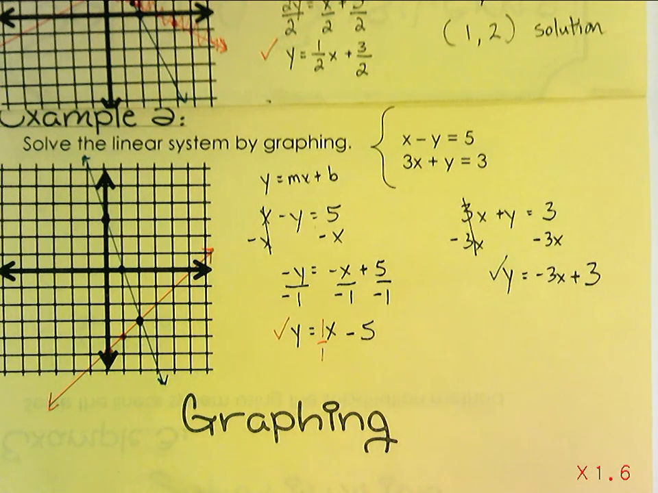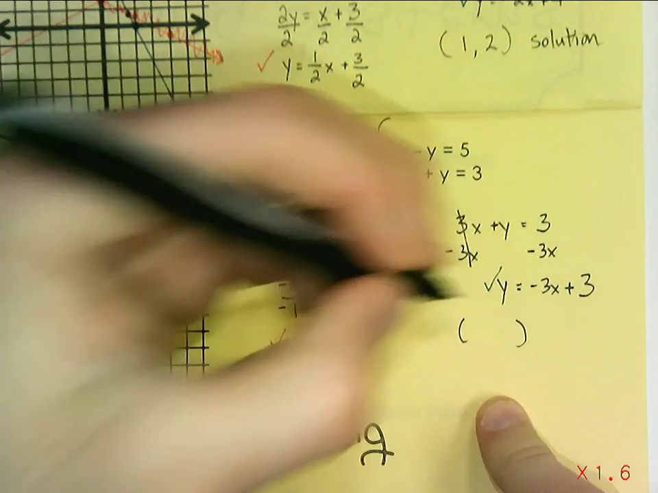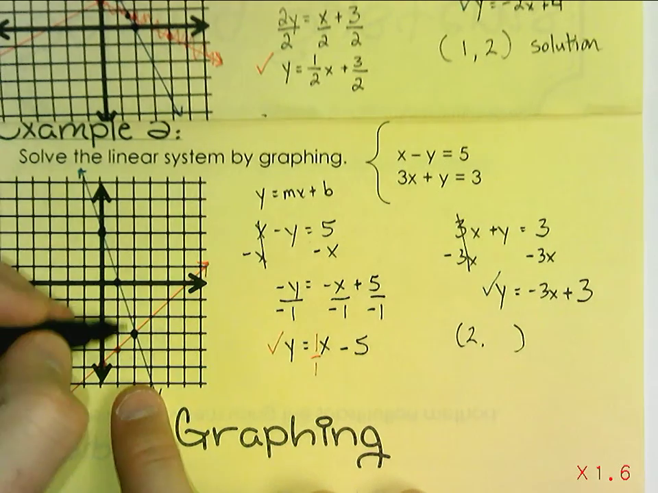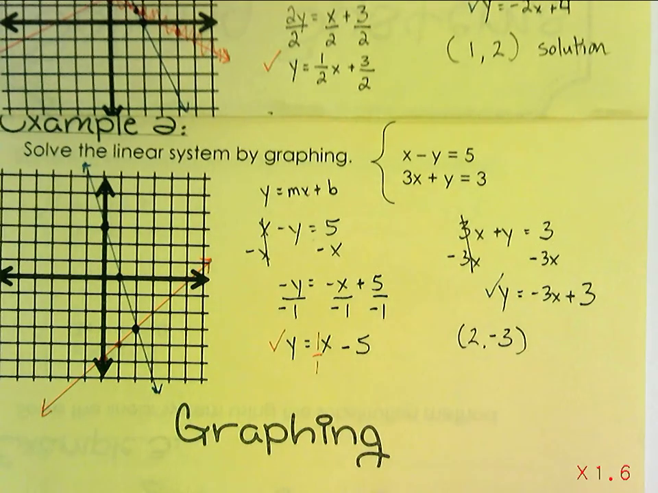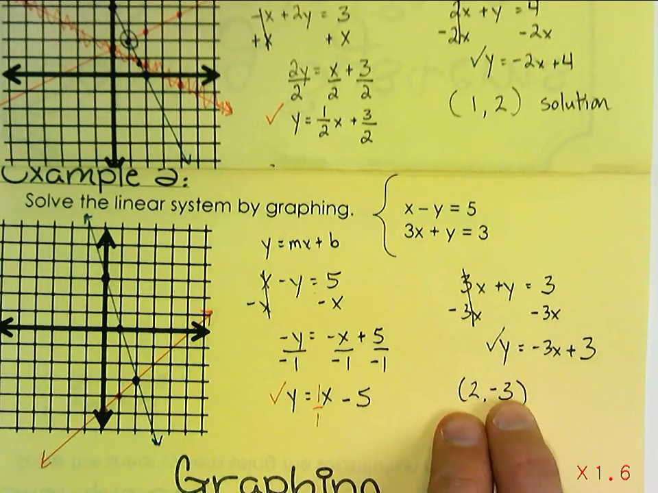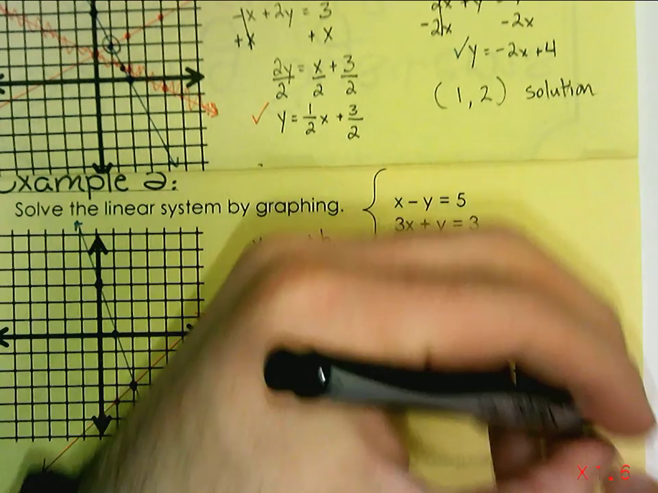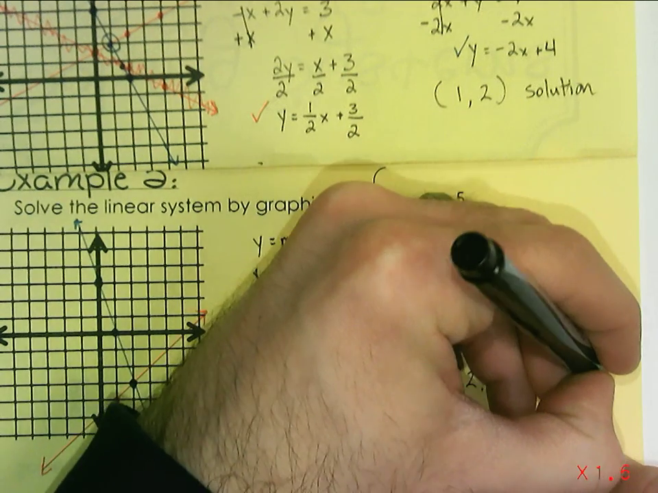Alright, now the only other thing we need to do is write the solution. So the solution to this one is a coordinate, and that coordinate is 2, because that's my x value, negative 3. So again, if I were to put these into this equation, if I substitute those back in, they should satisfy those equations and make them true.